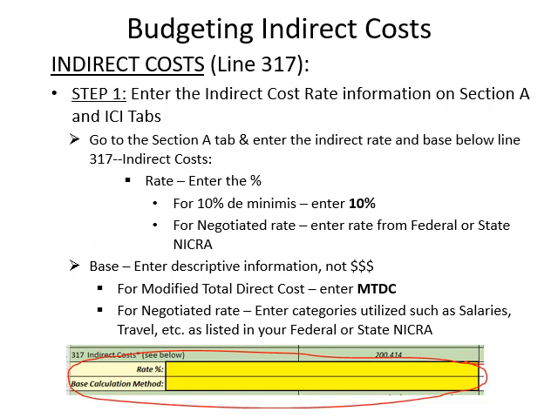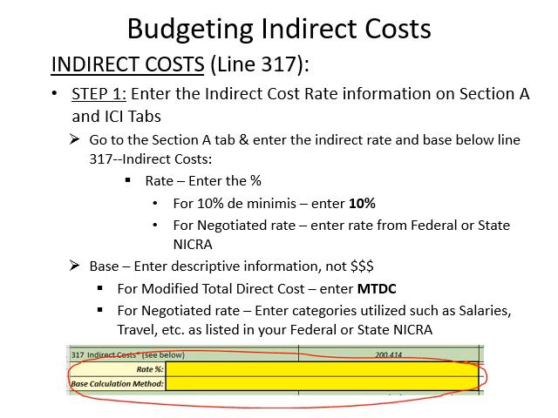Step 1, entering the indirect cost rate information on Section A and the ICI tab. You would go to the Section A tab and enter the indirect rate and base below line 317, indirect costs. And that's right down here, in the example at the bottom of the slide. So for the rate, you would enter the percentage. Again, if you're using the de minimis rate, you would use 10%. If you were using a negotiated rate, you would enter the rate from your federal or state NICRA, which again is the negotiated indirect cost rate agreement.